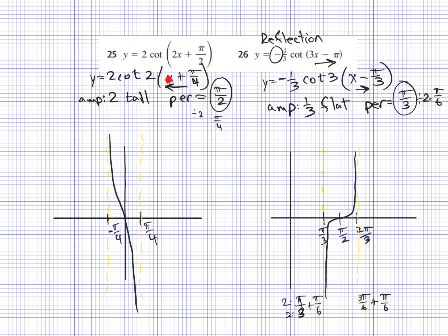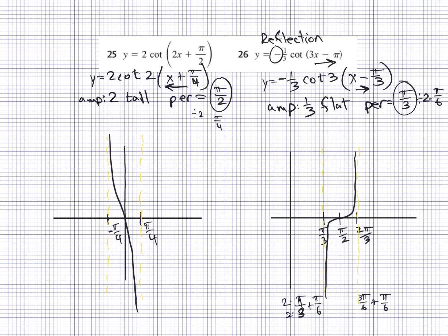25, cotangent again, we divide the 2 out, and pi over 2 divided by 2 is pi over 4. So we got to shift cotangent. Our asymptote is now shifting to the left, pi over 4. So there's our asymptote, and from there, we got to find our period. So pi over 2, divide that into 2, that's pi over 4. So from negative pi over 4, if we add our distance of pi over 4, we get to 0. Another pi over 4 gets us here.